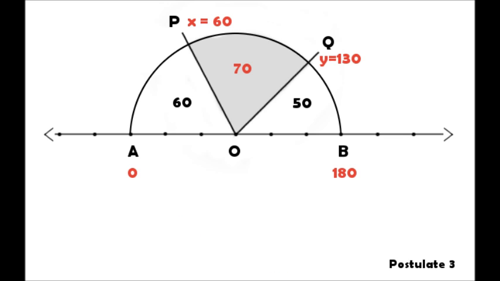To check your answer, remember that the total of all these angles in the half circle need to equal 180. The white space between OA and OP equals 60, and the space from OQ to OB, 180 minus 130, equals 50.